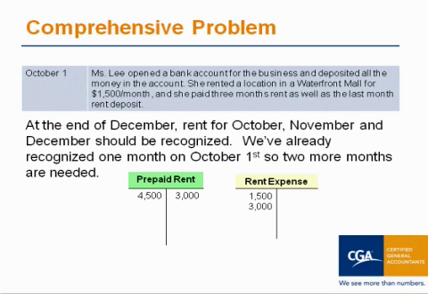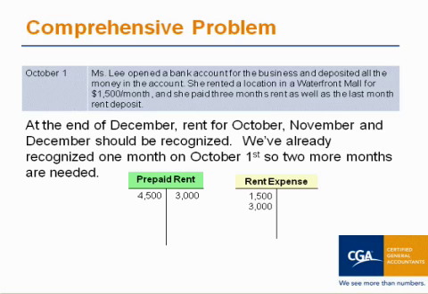So let's go right back to the beginning of the question and scan through all of the transactions and all of the things that have been summarized for us and see if we need to adjust for anything. One of the things we're told about on October 1st was that Miss Lee opened a bank account for the business and deposited all of the money in the account, and that she rented a location on a waterfront mall for $1,500 a month, and she paid 3 months' rent as well as the last month's rent deposit.